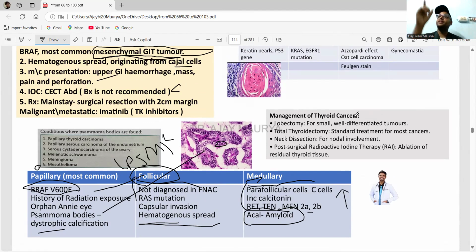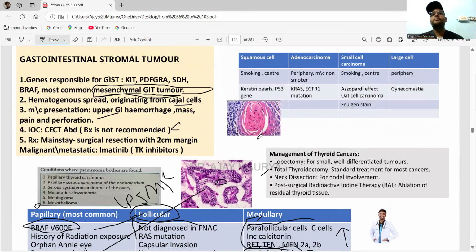Total thyroidectomy is the main standard treatment for most cancers. Remember, it is a total thyroidectomy. Always remember, if they mention any thyroid cancer, go with the total thyroidectomy.